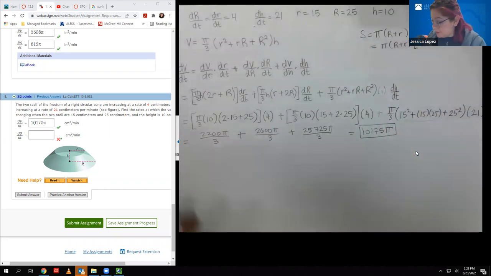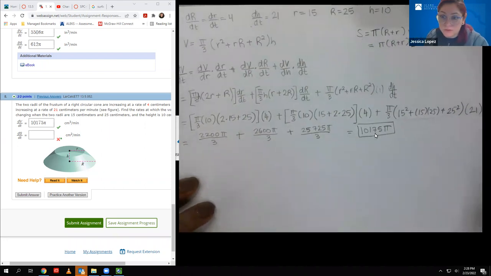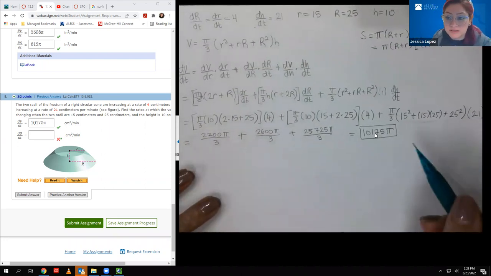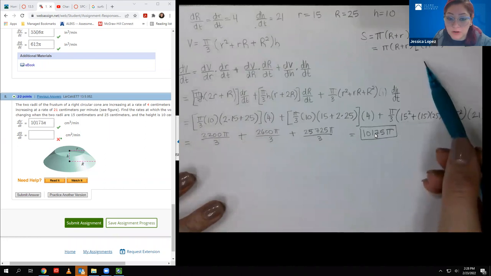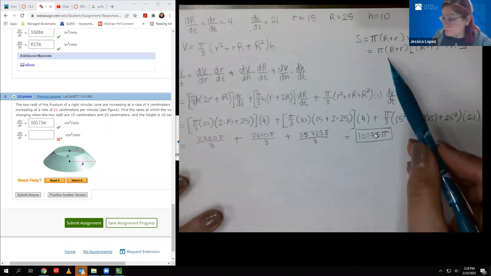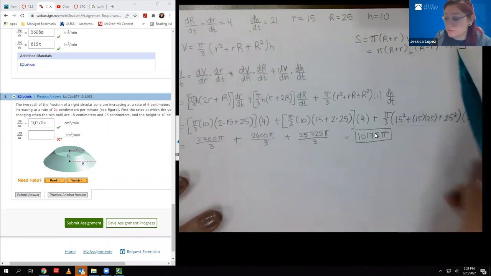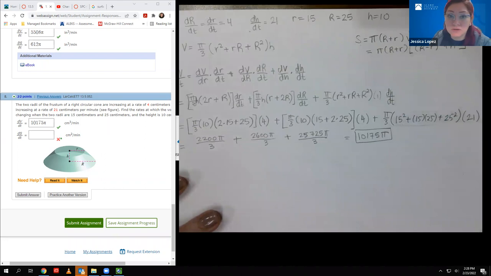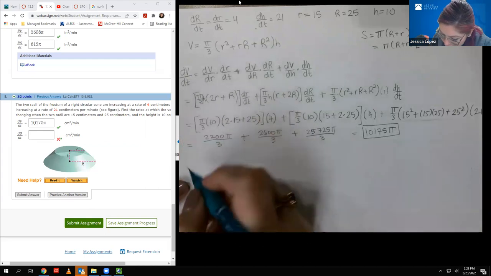So anyway, I'm back, figured out what was going on, but I did realize that the video had stopped right before I mentioned this. So we're going to go ahead and continue right from where we left off, and we're going to use this as our surface area formula. Okay, so we're going to take the derivative of that. So we're going to set it up just like we did here.